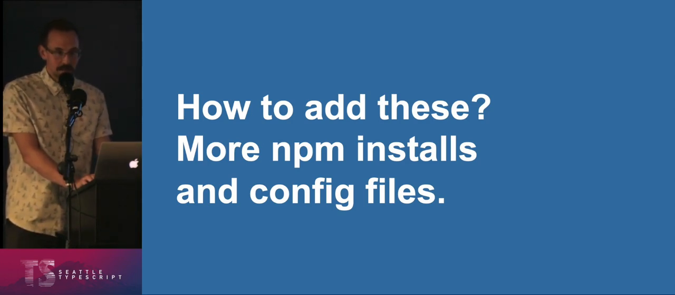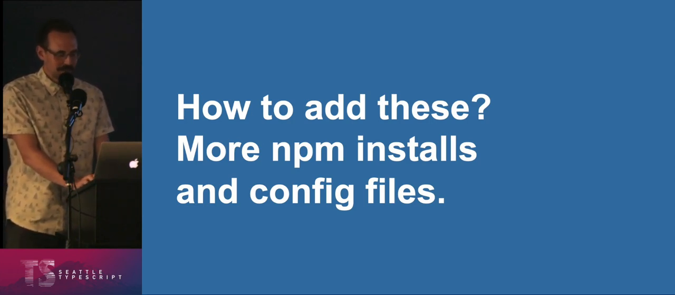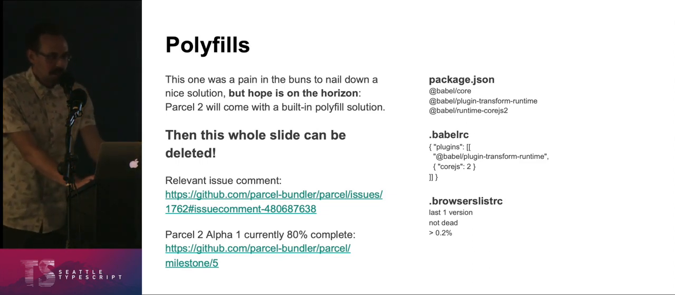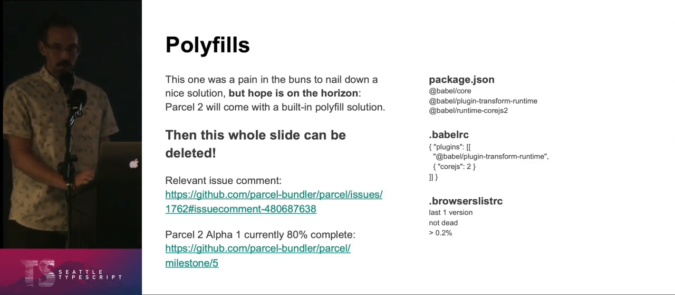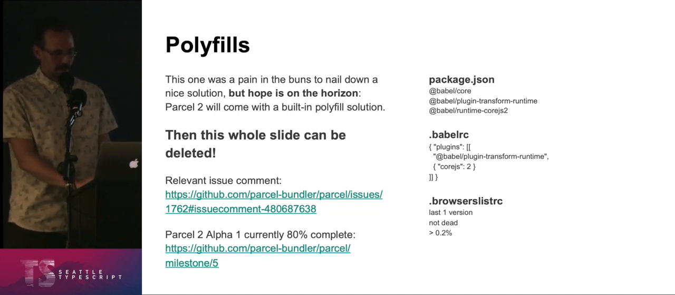So how to add all of these missing features, because I want all of these for every personal project, and I want them now. We just need some more NPM installs, a couple third-party config files, and we're good to go. Polyfill was a pain in the butt to nail down a nice solution, but Parcel 2 will actually come with a built-in polyfill solution. So this slide can soon be deleted. The Parcel 2 Alpha 1 is 80% complete.